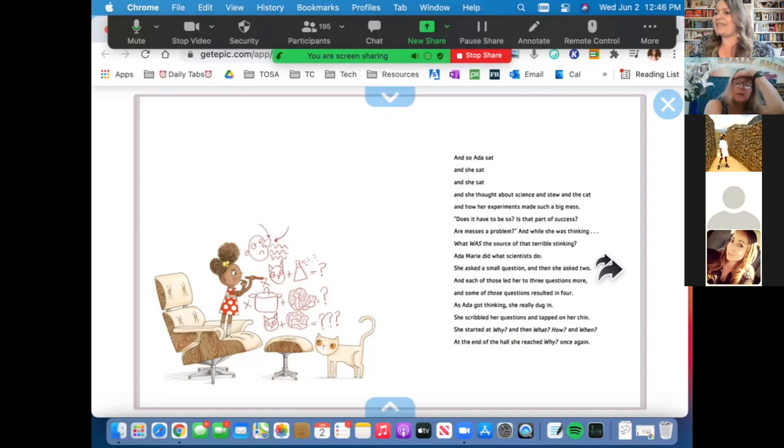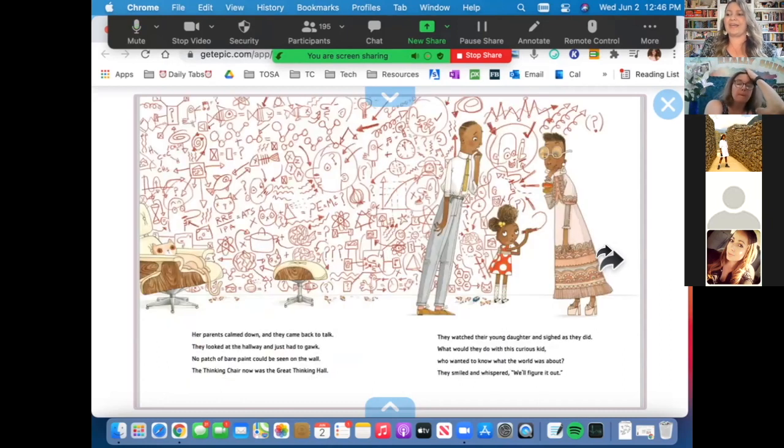Ada Marie did what scientists do. She asked a small question, and then she asked 2. And each of those led her to 3 questions more, and some of those questions resulted in 4. As Ada got thinking, she really dug in. She scribbled her questions and tapped on her chin. She started at why, and then when, and then what, how, and when. At the end of the hall, she reached why once again.